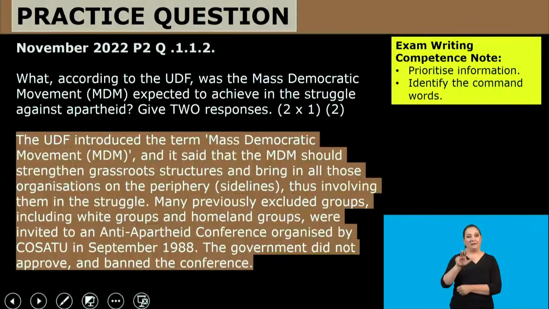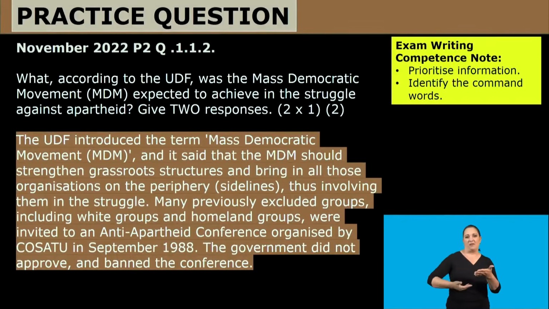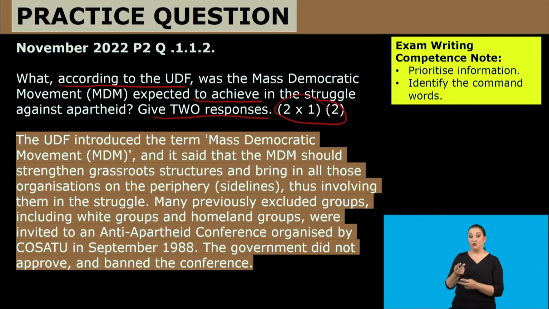Now let's look at examples from past papers to help you apply your historical skills. First question reads, what, according to the UDF, was the Mass Democratic Movement, or MDM, expected to achieve? So this is about achievements, so it speaks to cause and effect in the struggle against apartheid, and give 2 responses. Please make sure that you do that, and you can see the mark allocation there.